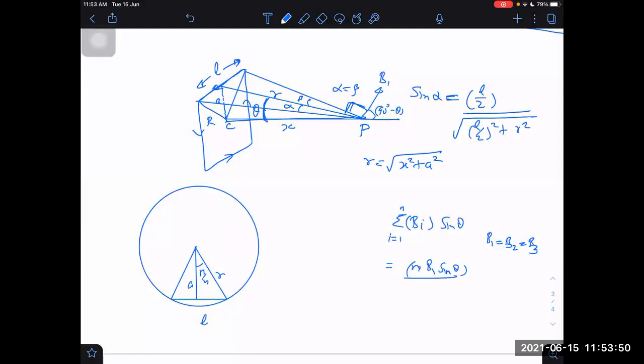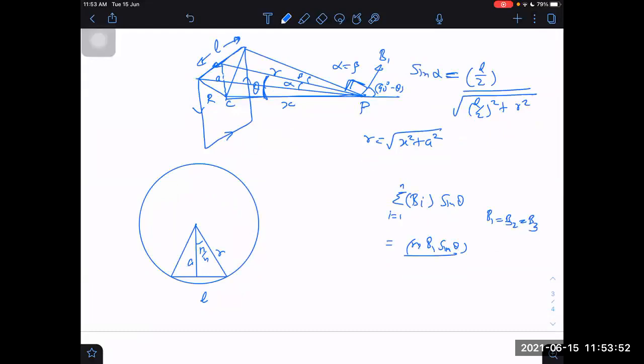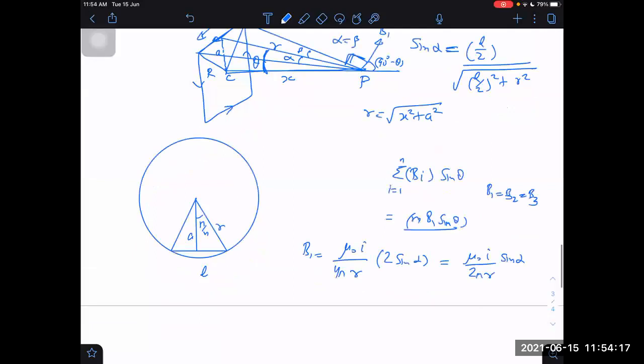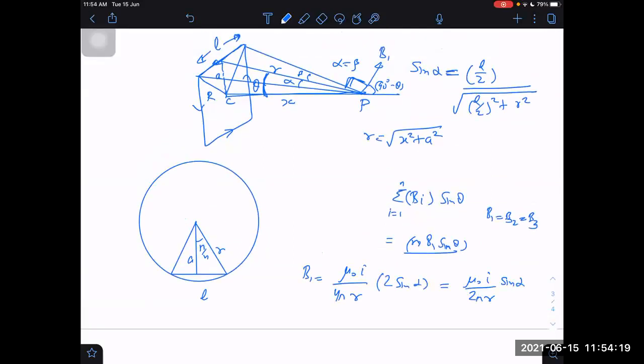And how to find the field due to one side? That is not that difficult a task now that we have done this. Field due to one side, B1, will be equal to B infinity by 2, that is mu naught into I upon 4 pi r, into 2 sine alpha, which is equal to mu naught into I upon 2 pi r into sine alpha. Right or not? Tell me.